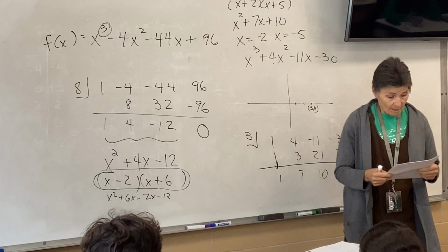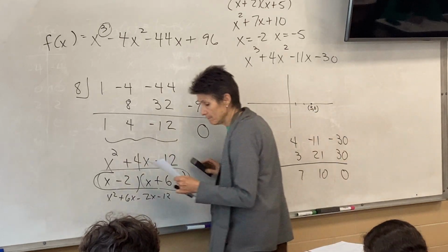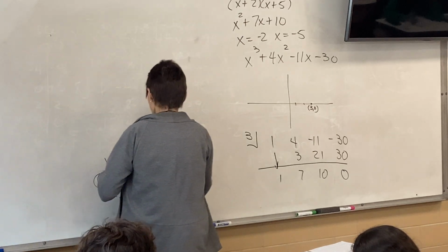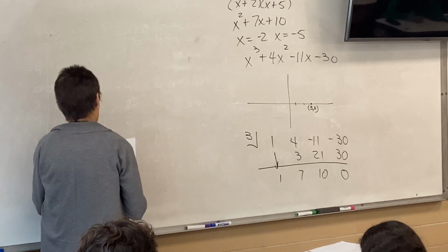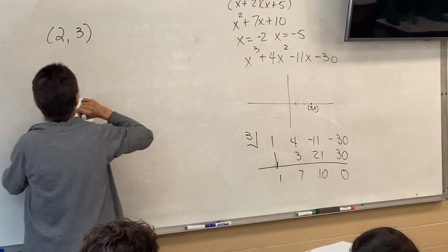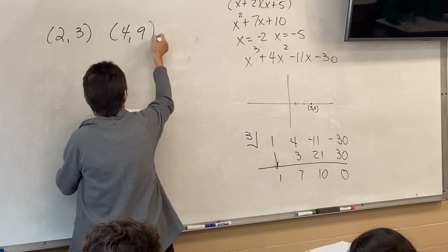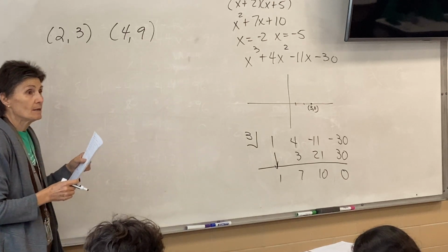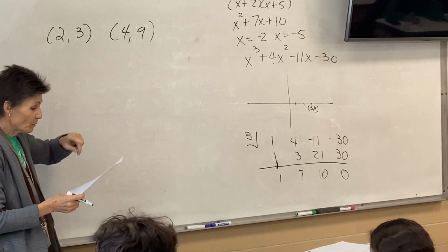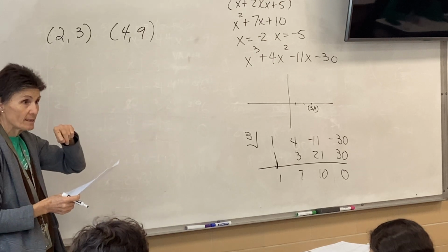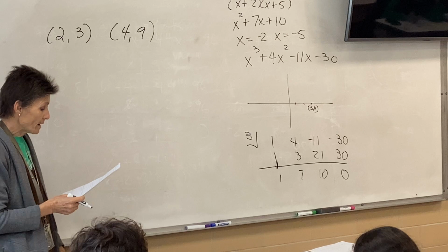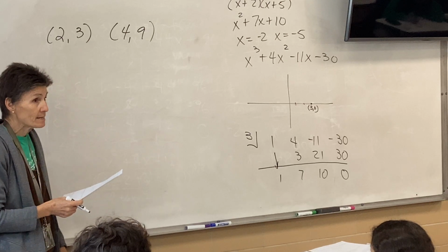Number 2, write the equation of the linear function where f of 2 is 3 and f of 4 is 9. Now, is everybody okay with me writing ordered pairs? Because when we say f of 2 is 3, that means (2, 3). Write the equation of the linear function.